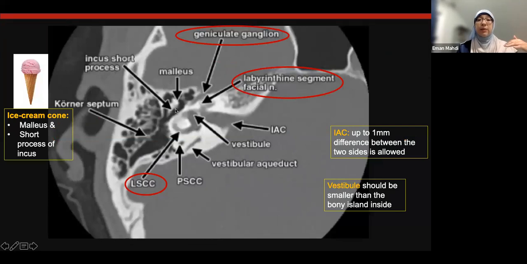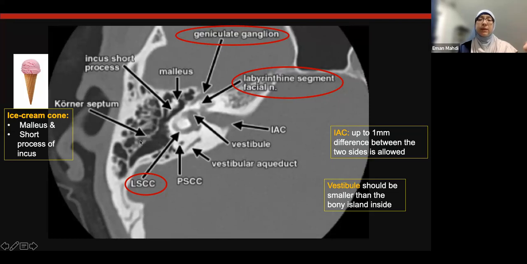Next, we get to the ice cream cone, which is composed of the malleus and then the short process of the incus. And as we see here, we have more of the mastoid air cells, and then there is this connection or tract, a canal that connects the mastoid air cells to the middle ear cavity. It's called the aditus ad antrum.